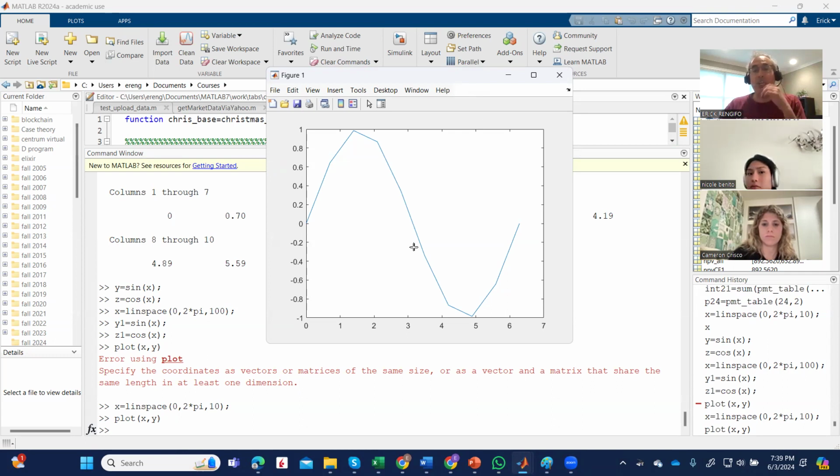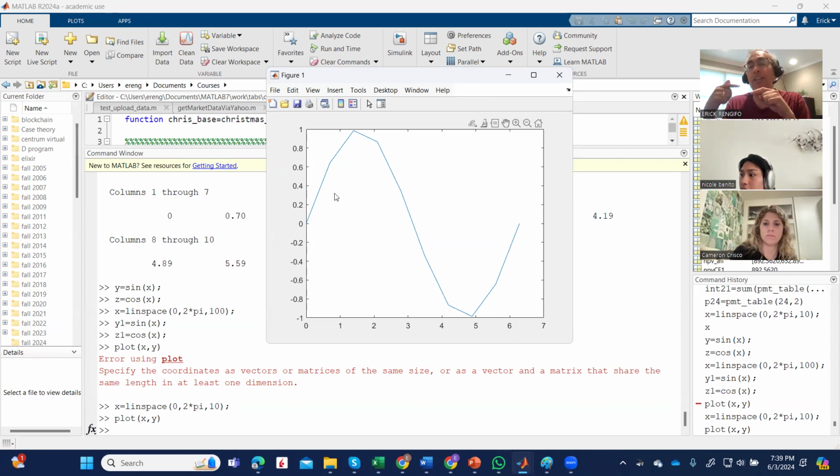Okay, do you have this graph here? Looks very ugly, do you agree? Looks like lines. So why is that? Because we are using only 10 points. So the way to solve that is simply to increase the number of points. Got it?